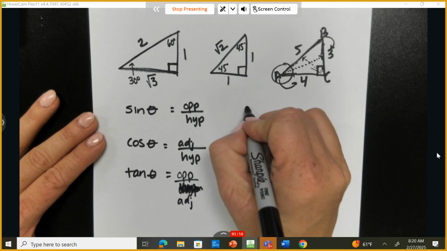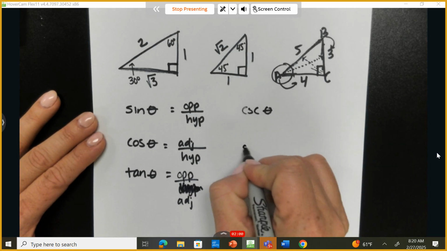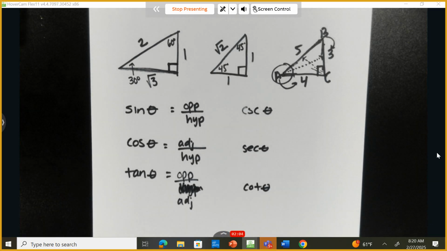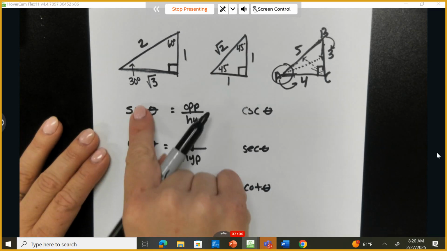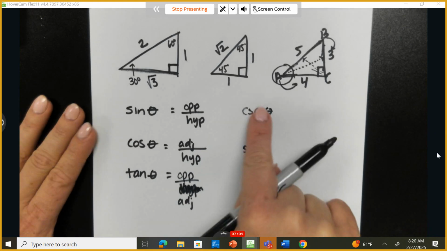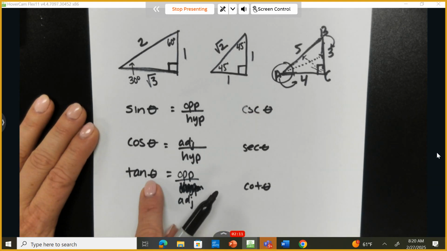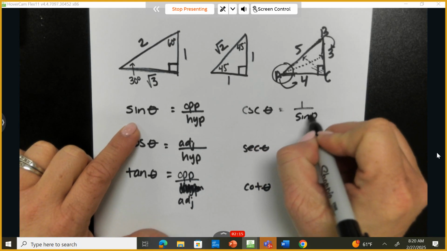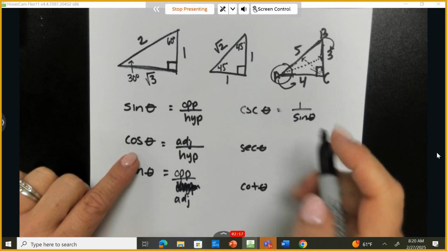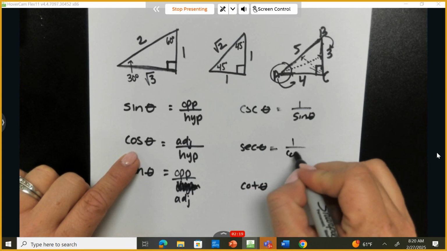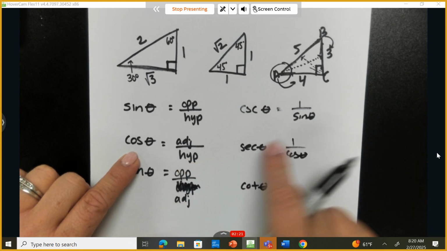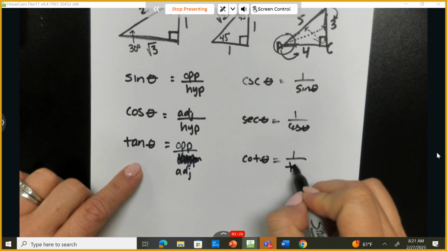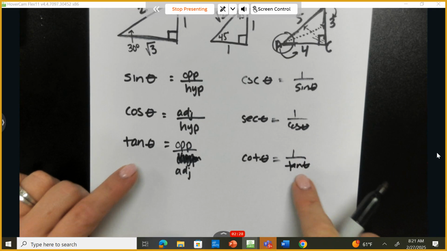Okay, the next ones, we say this is cosecant, secant, and cotangent. They are the secondary trig functions. These are primary, these are secondary. Now, each one of these is the reciprocal of the primary to the left. So this is really 1 over sine, or we could say it's hypotenuse over opposite. Secant is 1 over cosine because it's the reciprocal, or we could say it's hypotenuse over adjacent. Cotangent is 1 over tangent, or we could also say it's adjacent over opposite.